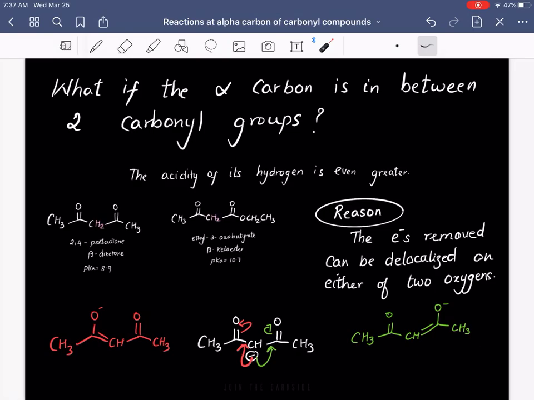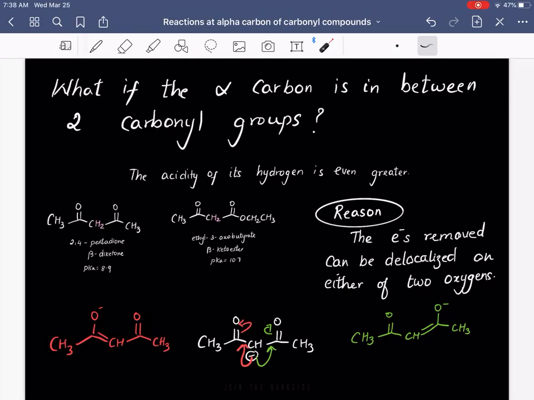Okay, so when you have two carbonyl groups and a methylene group that is flanked by the two carbonyl groups, then you can tell that this hydrogen is very, very acidic. You can compare the pKa of it. The pKa is equivalent to 8.9, which means it's very, very acidic compared to the aldehydes or the ketones, which had a pKa of roughly between 16 and 20.